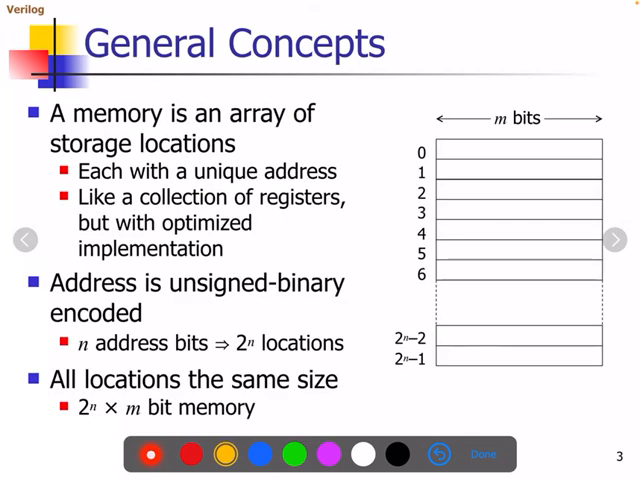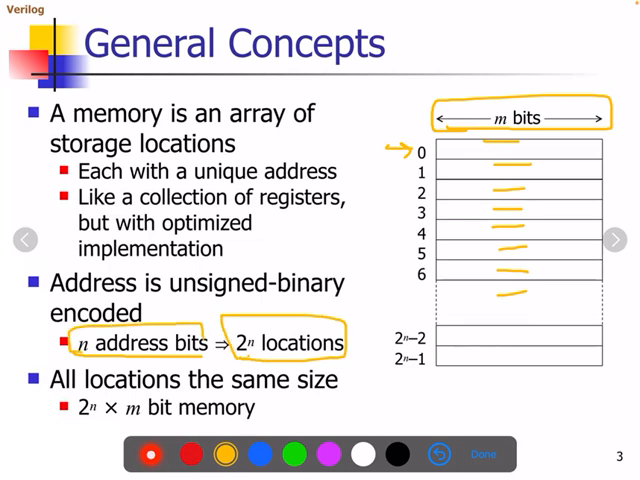Coming to the general concepts, memory is nothing but an array of storage locations. As you can notice from the diagram over here, it is an array of multiple storage locations. Every location is having a unique address, and every location is having a fixed size. If there are n address bits, then there will be 2 to the power of n locations. So n defines the number of address bits, based on which the memory locations will be calculated.